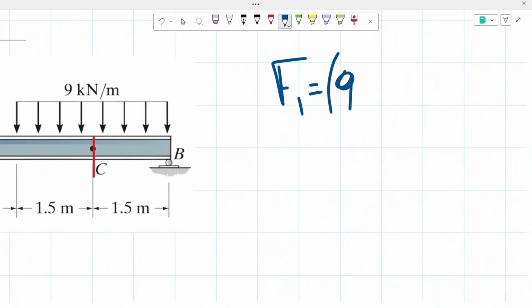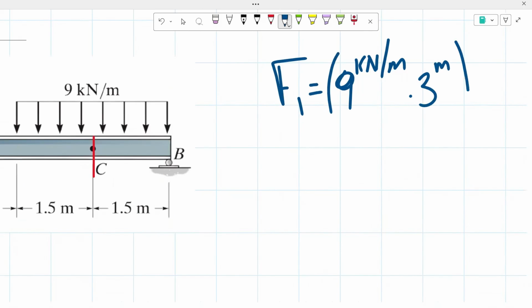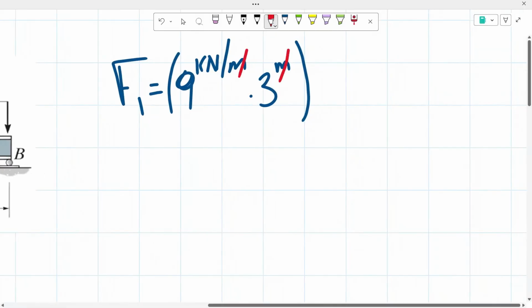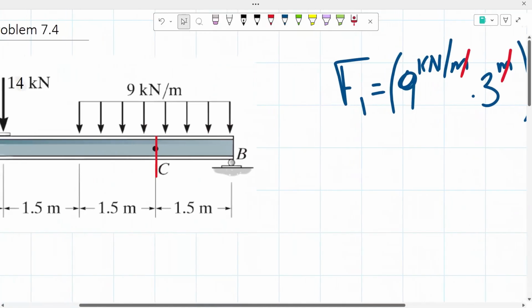So we have 9 kilonewtons per meter, and we know that there is this loading of 9 kilonewtons per meter for a span of 3 meters. So multiply that by 3 meters. From there, our meters would cancel out, and we would end up getting a value of 27 kilonewtons. So we know that our concentrated force of that loading is 27 kilonewtons.